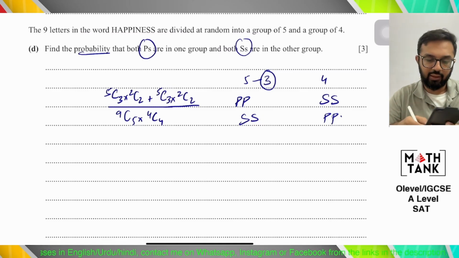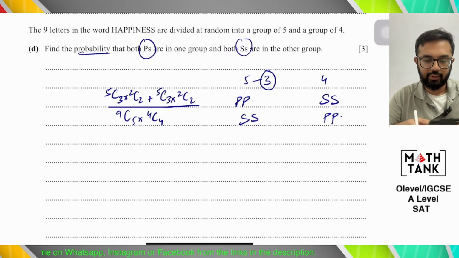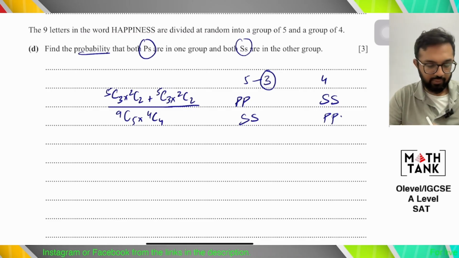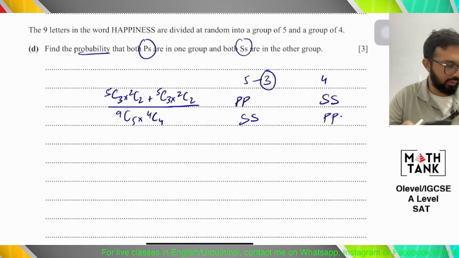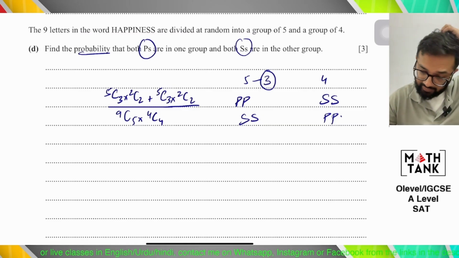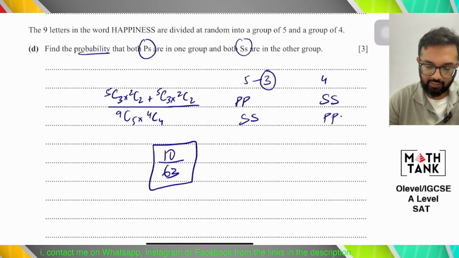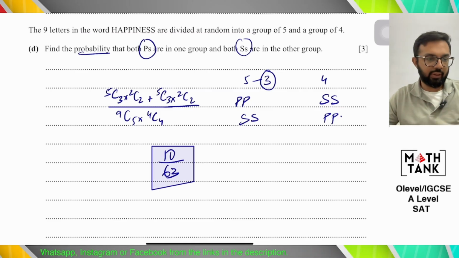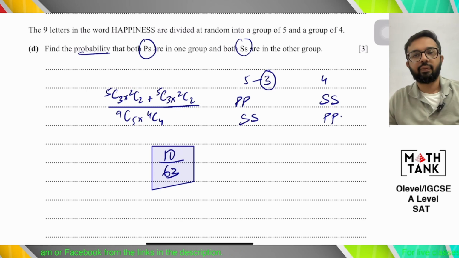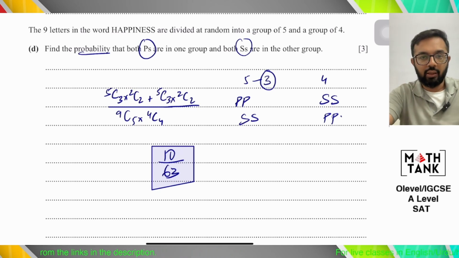Let's say if I quickly do this, 5C3 plus 5C3, divided by 9C5. I am getting an answer that says 10 over 63. And that is indeed the correct answer. Okay, so the ending portion of this paper was tough. The rest of it was easy. Thank you for watching.